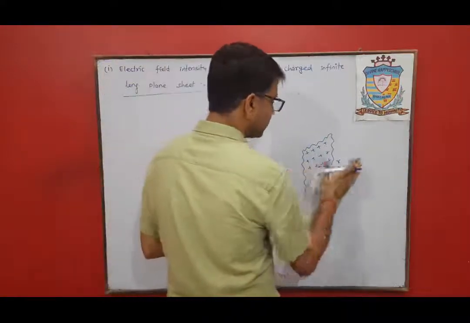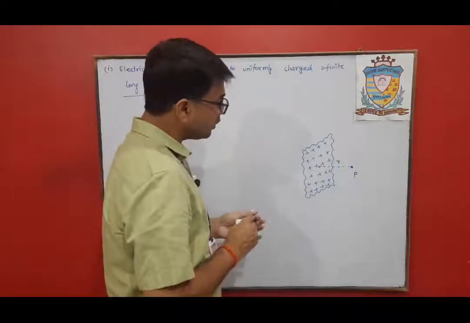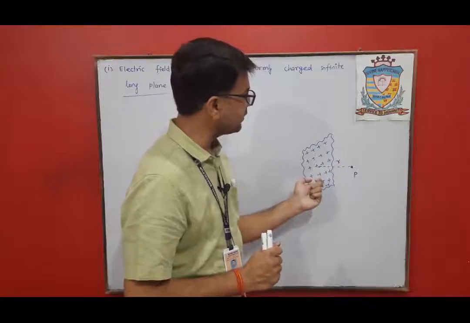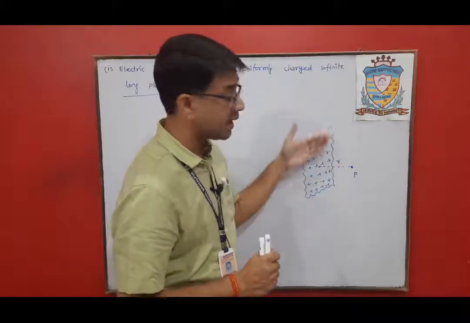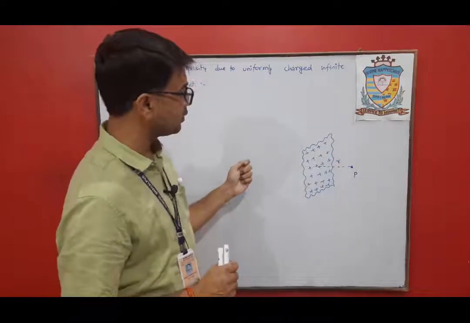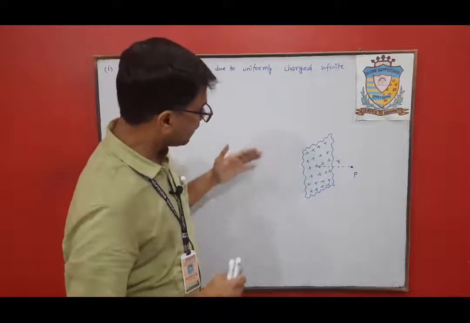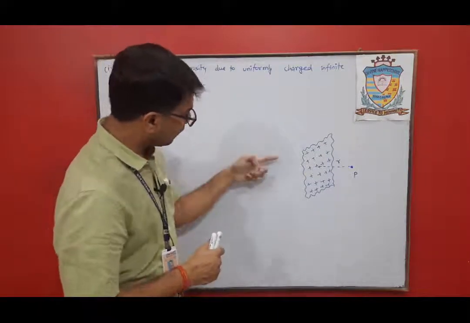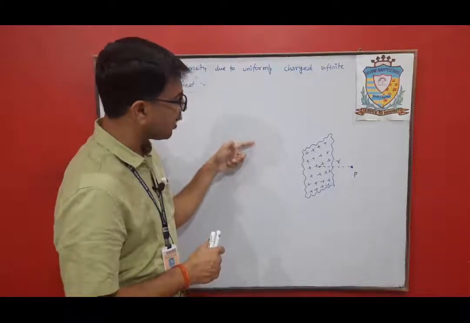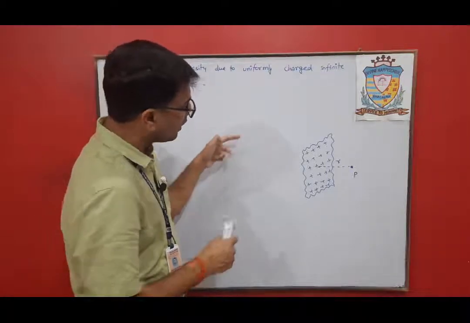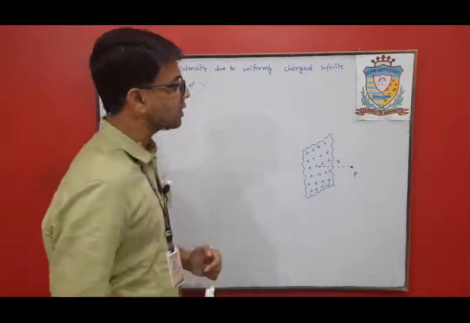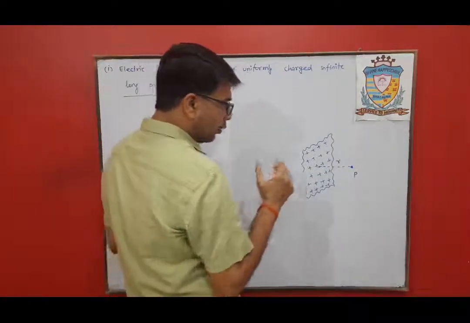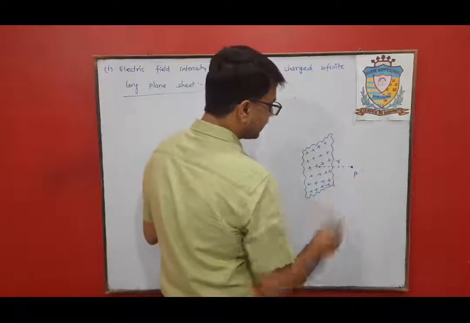from this plane sheet. And one more thing that we have to understand, this R is very small as compared to this infinite sheet. In the previous case, we also took the point P from the line charge at a distance of R, so that R is very small as compared to the line charge or L. Now we have to calculate the electric field intensity at this point.